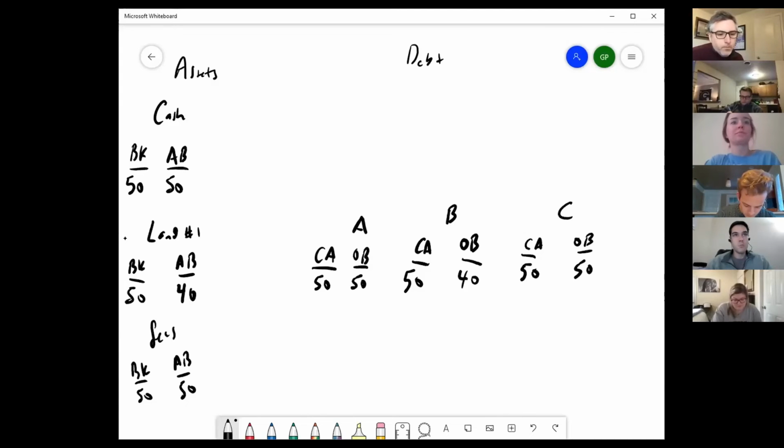Okay, any questions on the initial setup? Okay, first transaction is the partnership earns $15,000 of income, so rental income. And so that's 15,000 of cash income. So we know the cash is going to go up to 65.